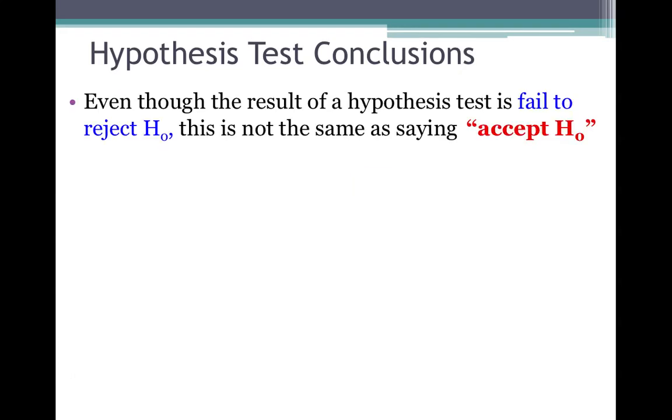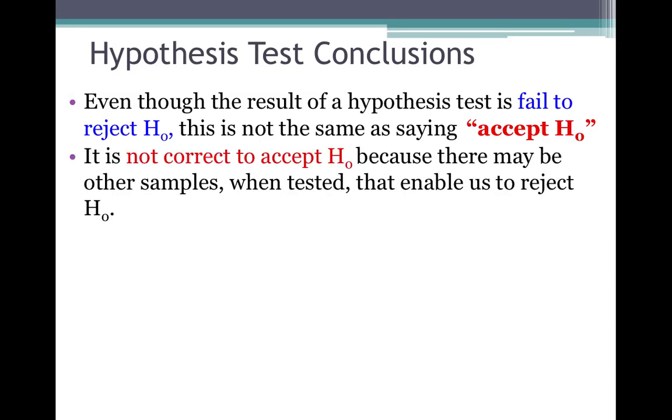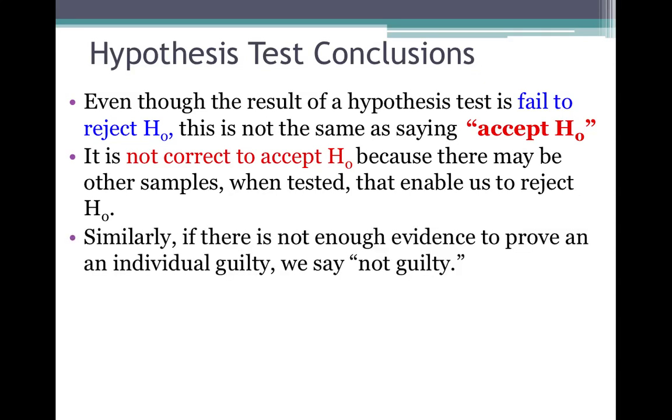Even though the result of a hypothesis test is fail to reject H0, or fail to reject the null hypothesis, it's not the same as saying accept the null hypothesis. It's not correct to accept the null hypothesis because there may be other samples when tested that enable us to reject the null hypothesis. Similarly, if there is not enough evidence to prove an individual guilty, we say not guilty.